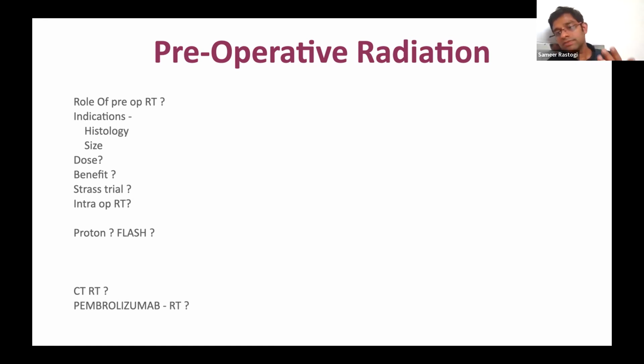So there is a very strong lobby. Yes, there's a very strong, lobby is not a very positive word. I'm not able to come up with the right word. But yes, there are a lot of surgeons who do not prefer giving radiotherapy. But, if you literally dive into the evidence, these are uncommon tumors.